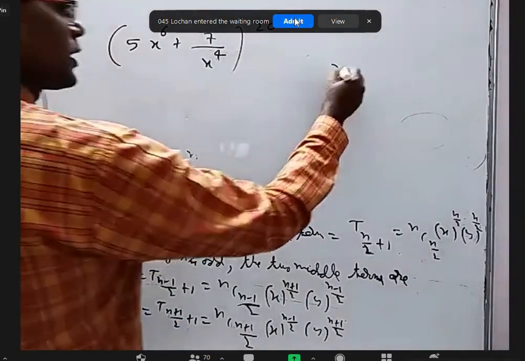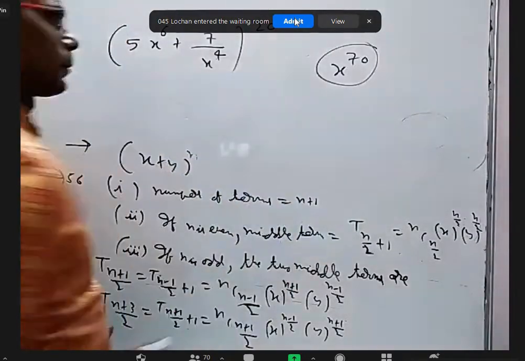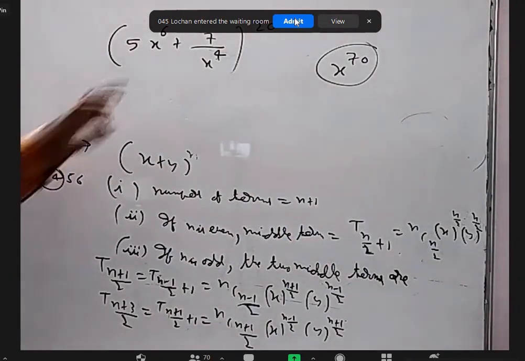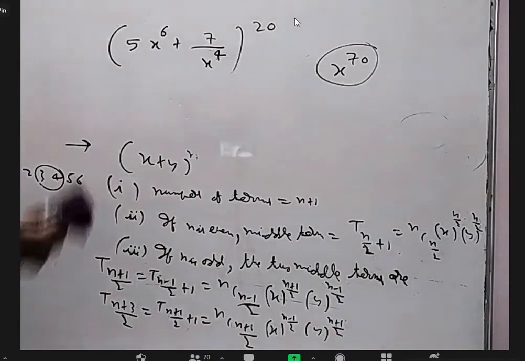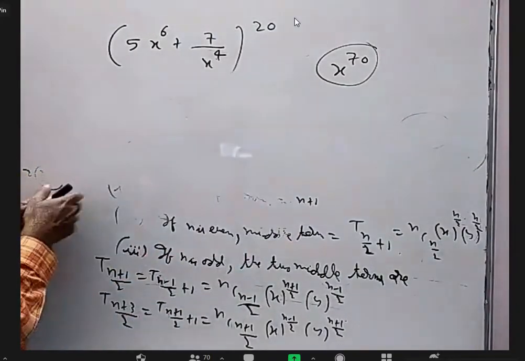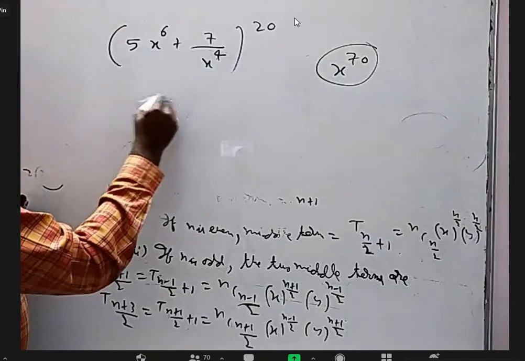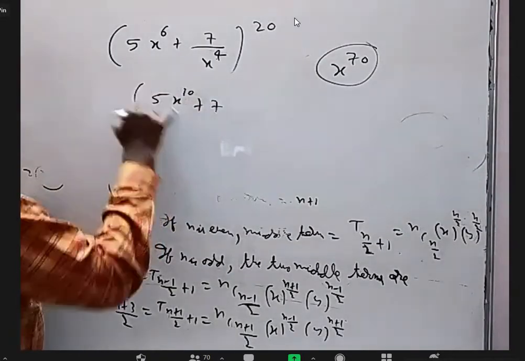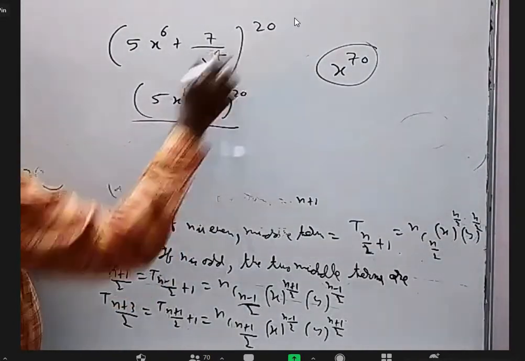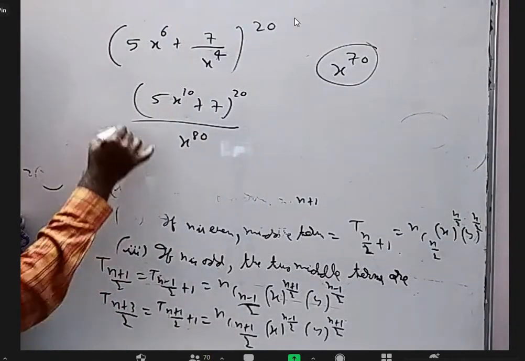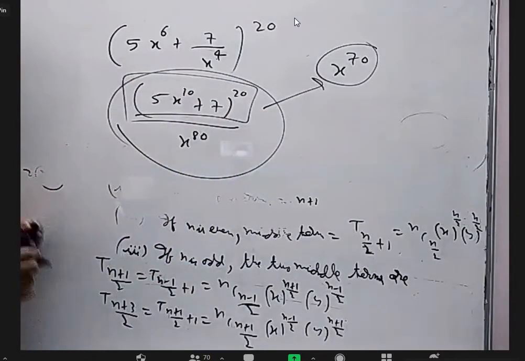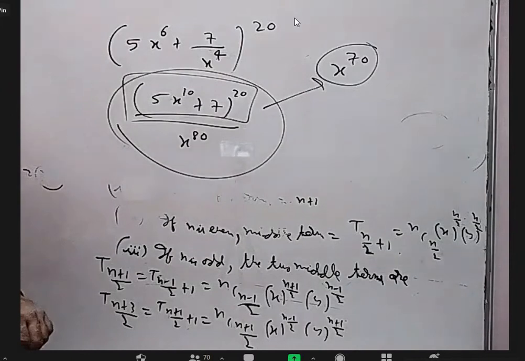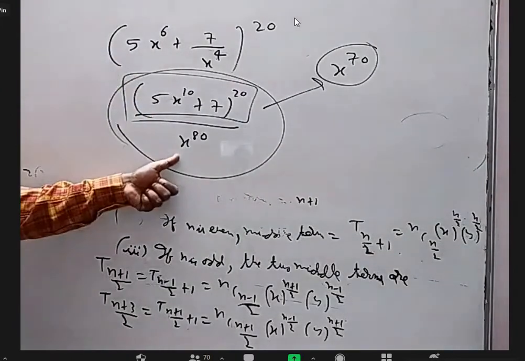Let us say in this I wanted the x power 70 coefficient. There are three ways to do this. One way is you take the LCM here. You will get (5x power 10 plus 7) whole power 20 by (x power 4) whole power 20, which is x power 80. In this total, I want x power 70, which means in the numerator alone, what do I want? x power 150.